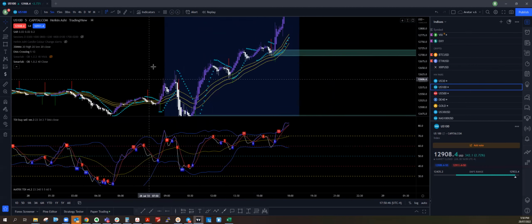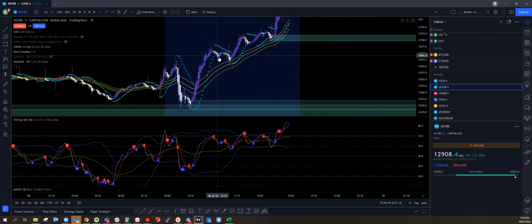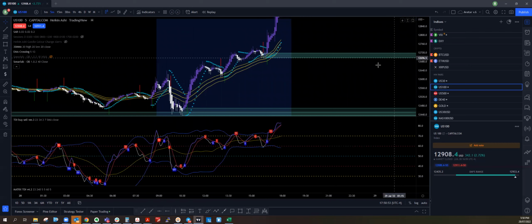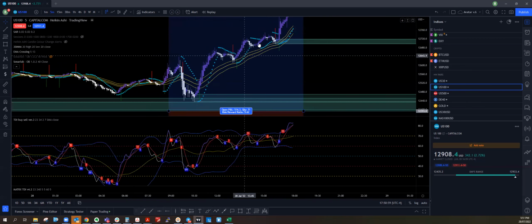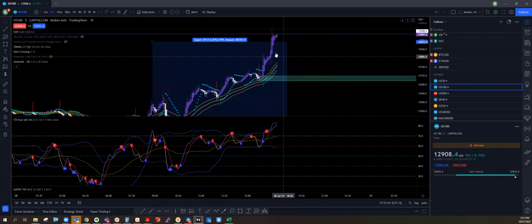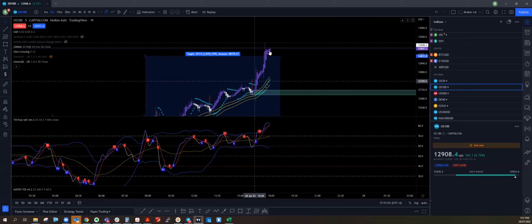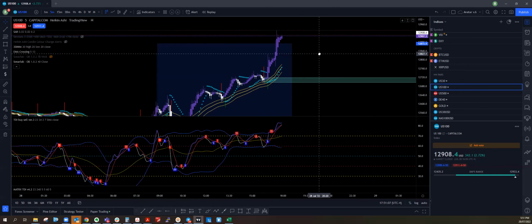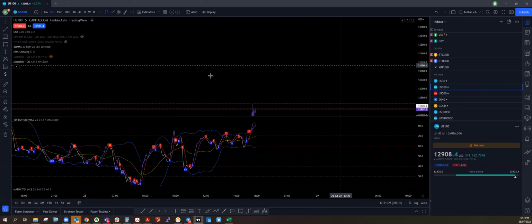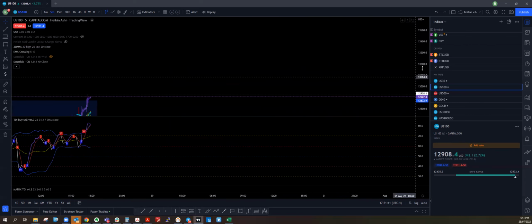If you're confident in your entry and you know it's going to go up more, you could wait for it to pull back and enter again and add to your position. Every time it pulls back to the channel, add another. So that would have been 1 entry, 2 entries, 3 entries, and you'd be in triple profit right now. So that is how we use the channel.